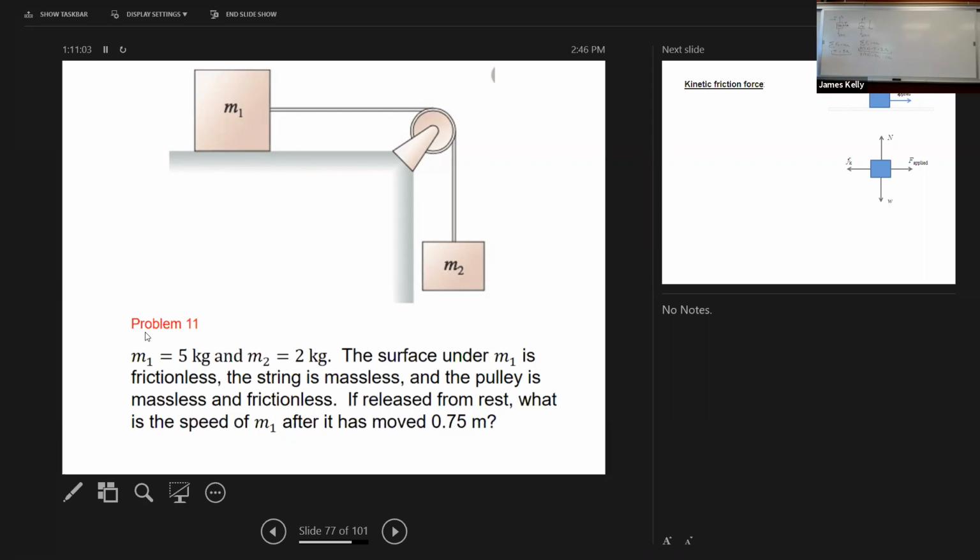And then whenever you have the variable you want to solve for appearing in more than one location, you put them all on the same side and combine like terms, right? So I would add 5AX to both sides, so that means I get 7AX is equal to 2 times 9.8, so AX is 2 times 9.8 over 7, which is 2.8 meters per second squared.